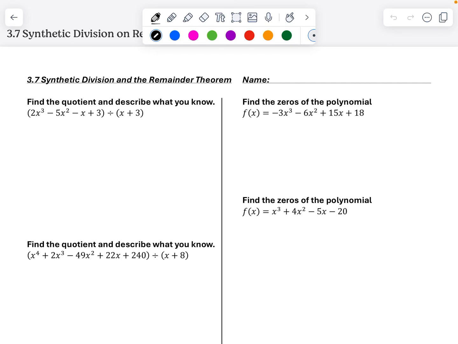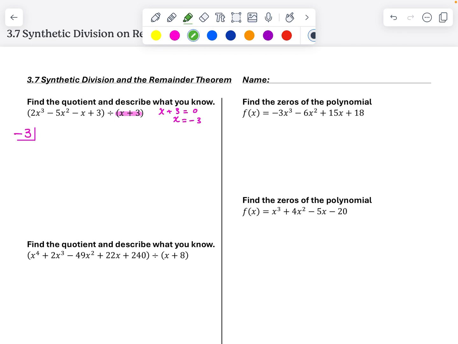Hello friends, this video is going to be on synthetic division and the remainder theorem. So when we have synthetic division, we are going to take the binomial and think in our mind that if x plus 3 were to equal 0, then x would equal negative 3. So we are going to put negative 3 over here to the side. I call it putting it in the box.